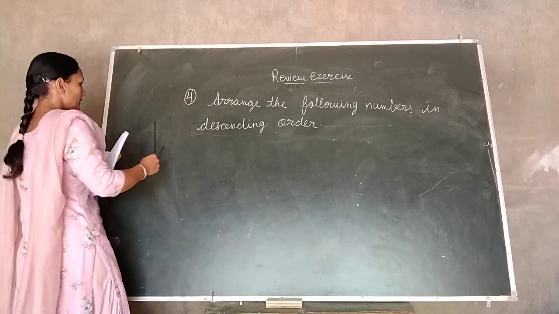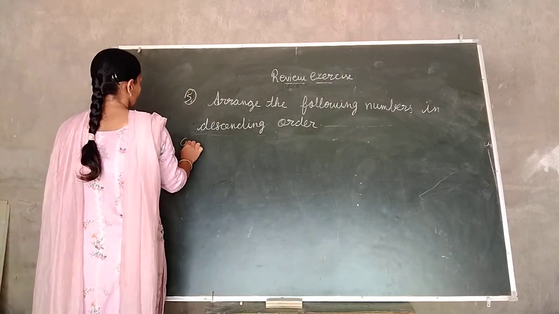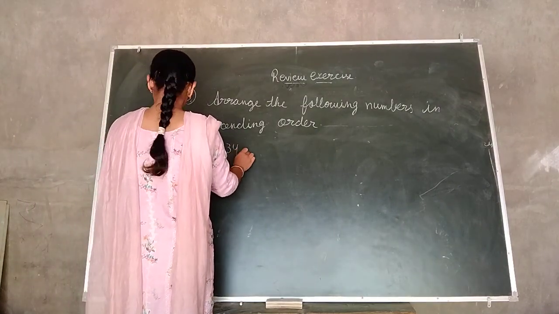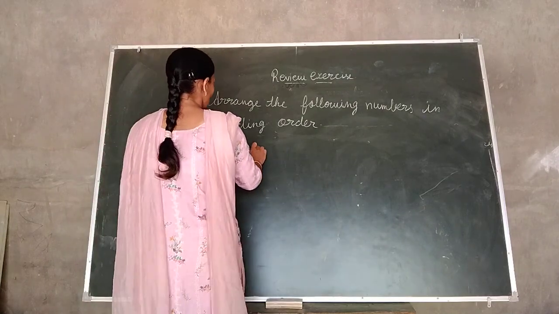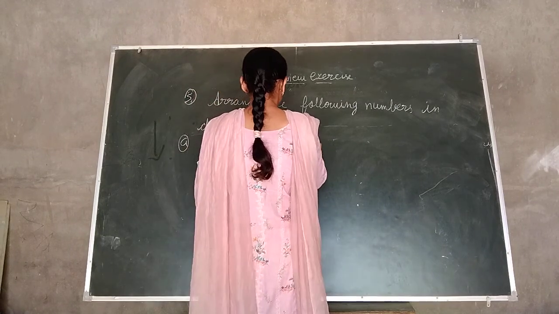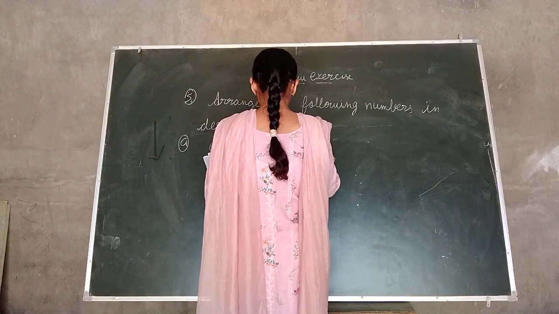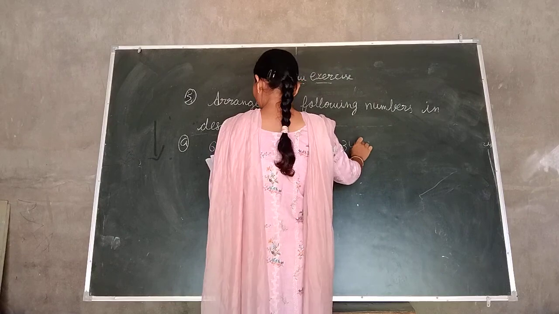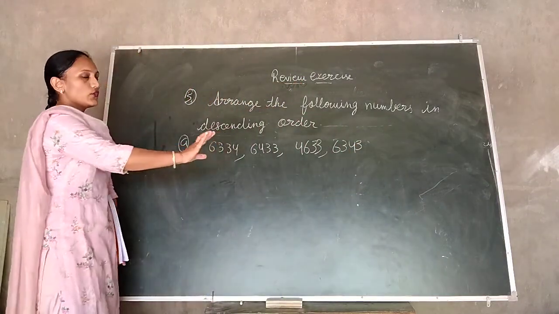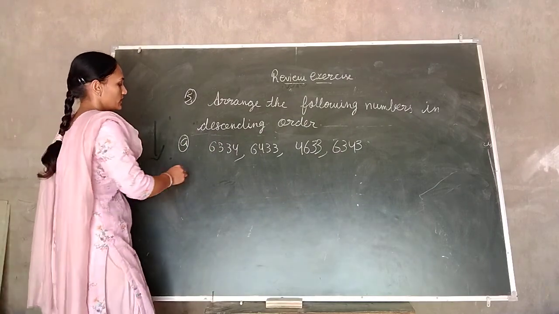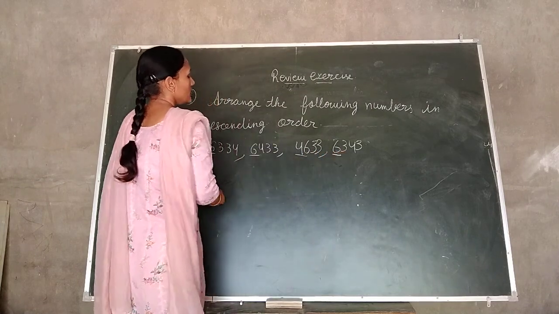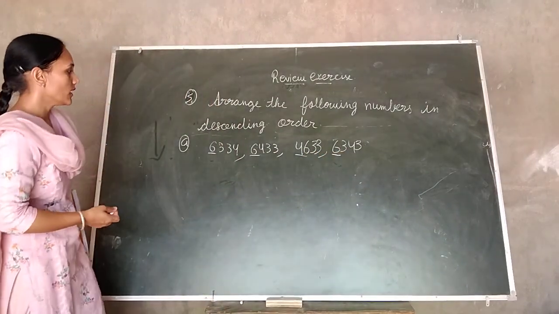So A part is 6334, 6433, 4633, 6343. So first of all we have to find the greatest number. We will compare the digits in thousand place.